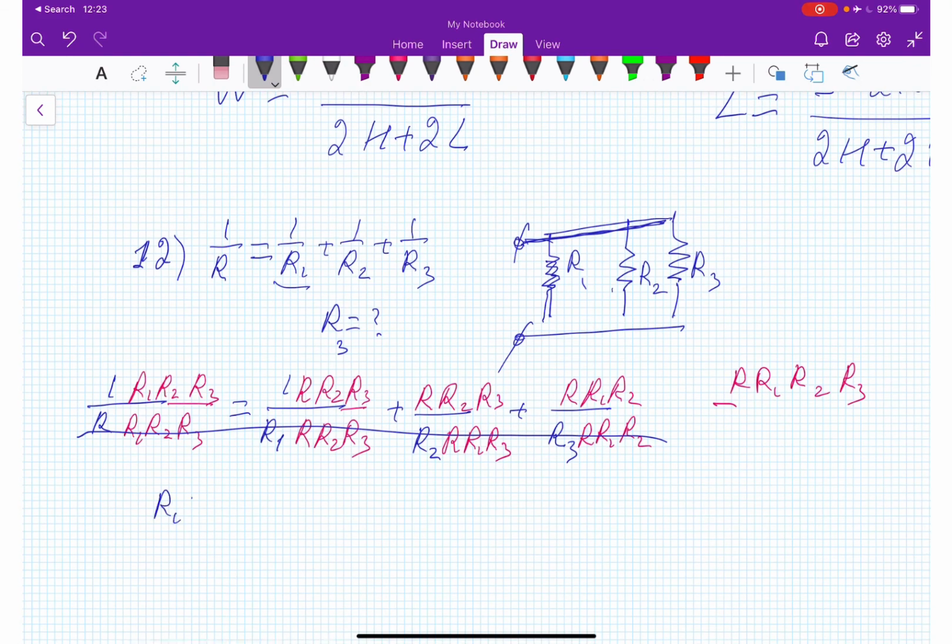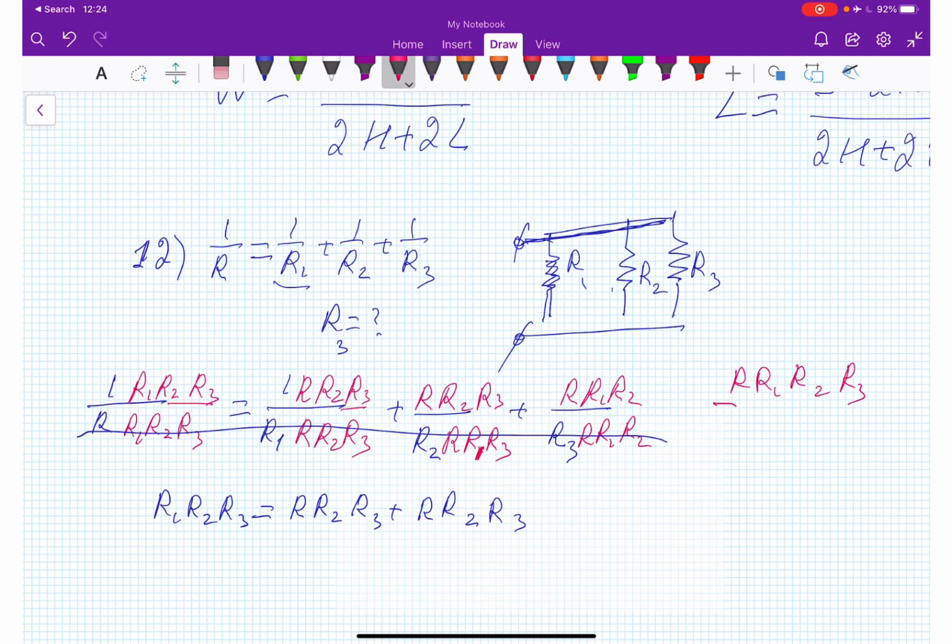I have R1, R2, R3 is equal to R, R2, R3 plus R, R2, R3. Okay, something is wrong. I cannot have the same. So if it's R1, okay, R, R2, R3, I have, okay, this is going to be here. Hold on, I have R2, so I cannot have R2. It's going to be R1. See, I overlooked. Okay, R1. So which means here also it's going to be R, R1.